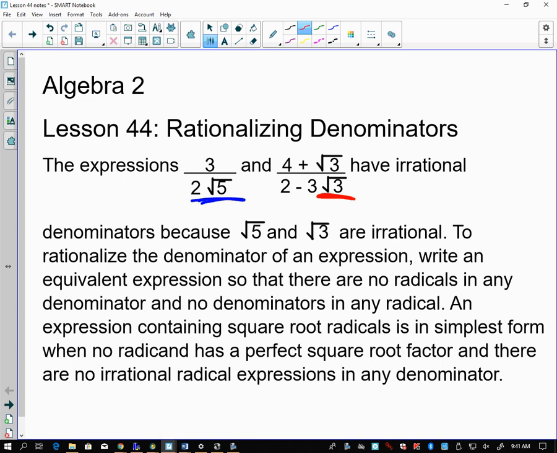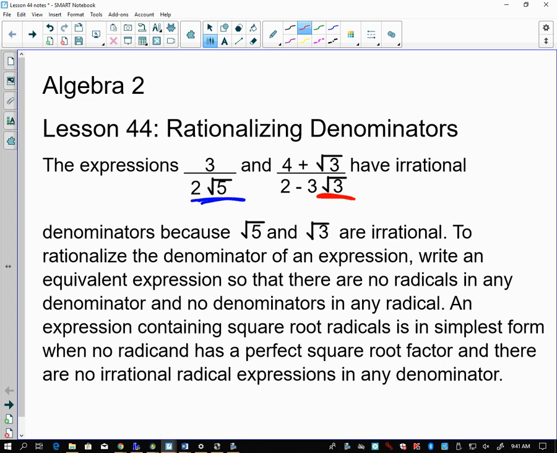If you ever leave an answer with a radical in the denominator of a fraction, it is automatically at least half wrong, okay? And I say half wrong, meaning that if you're in Algebra 3, it's going to be half wrong, okay? In this class, it's going to be all wrong, right? Because I don't do half points on tests, okay?